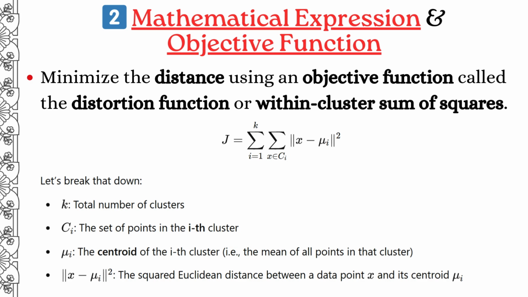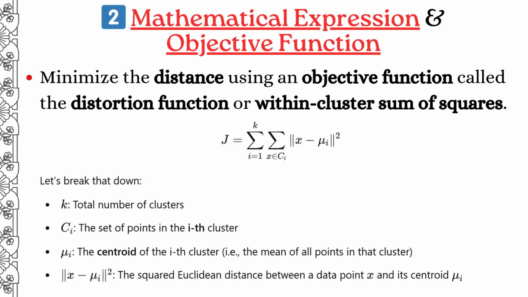The formula looks like this. It adds up the squared distances between each point and its cluster centroid, for all k clusters. The goal of k-means is to find the cluster centroids that minimize this total distance. This ensures that clusters are compact and well separated.